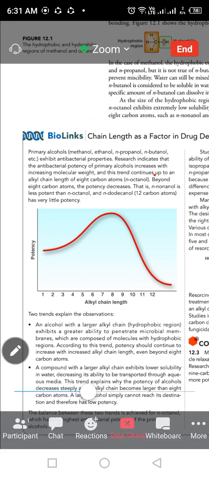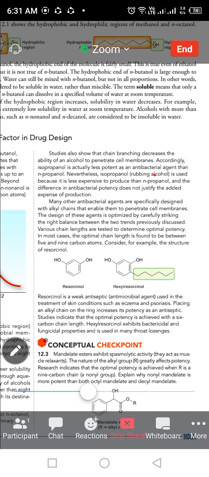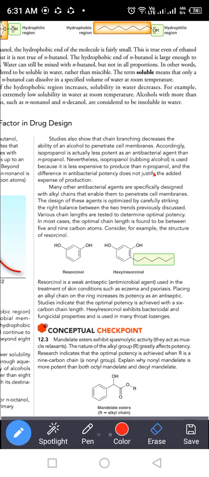Besides this, we can also explain the effect of branching. What is the effect of branching? If we compare the potency or activity of propanol and isopropanol, the activity of isopropanol is less than n-propanol. Branching also reduces the antiseptic activity of alcohols.